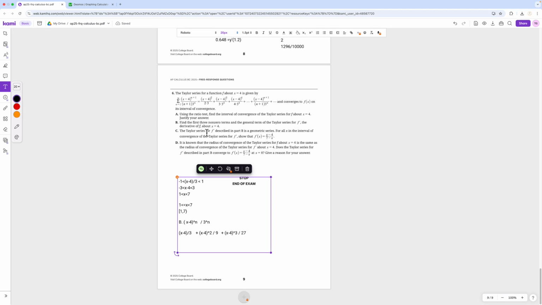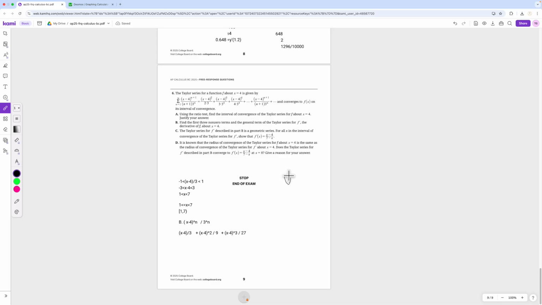So now, the Taylor series for f prime describing part B is a geometric series. That's correct. Our common ratio is x minus 4 over 3. For all x in the interval of convergence for the Taylor series, show that f prime of x is equal to x minus 4 over 7 minus x. So, how do we do this? Well, remember the equation for the sum of a geometric series. That's equal to a, where a represents your first term, over 1 minus r.